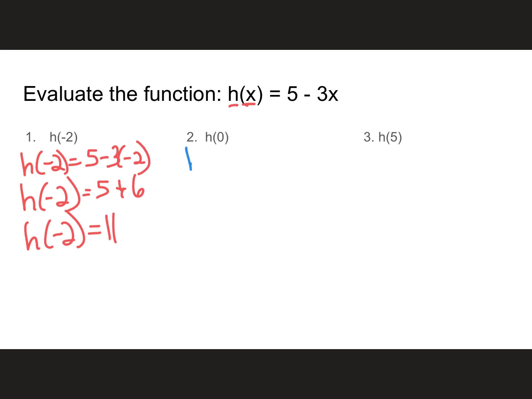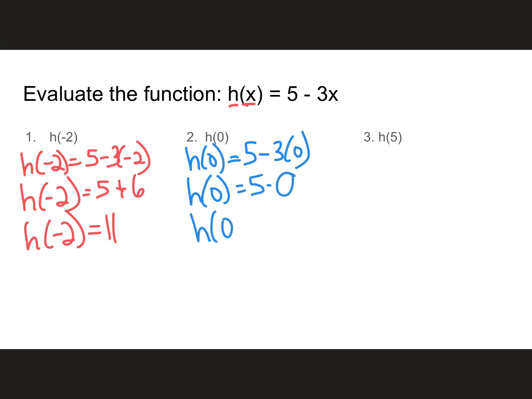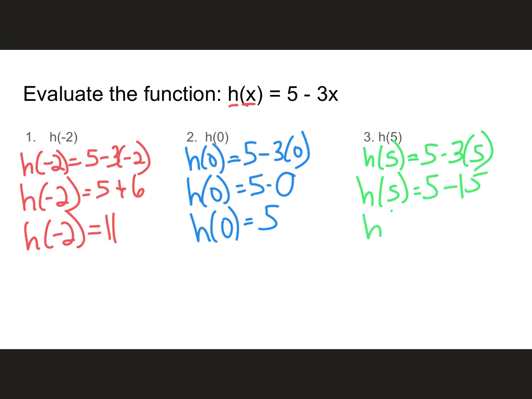So here I have h of 0. So h of 0 is 5 minus 3 times 0. So h of 0 is 5 minus 0. So h of 0 is simply 5. Not too bad. Let's try one more. Here I'm trying to find h of 5. So h of 5 is 5 minus 3 times 5. So h of 5 is 5 minus 15. H of 5 is negative 10.